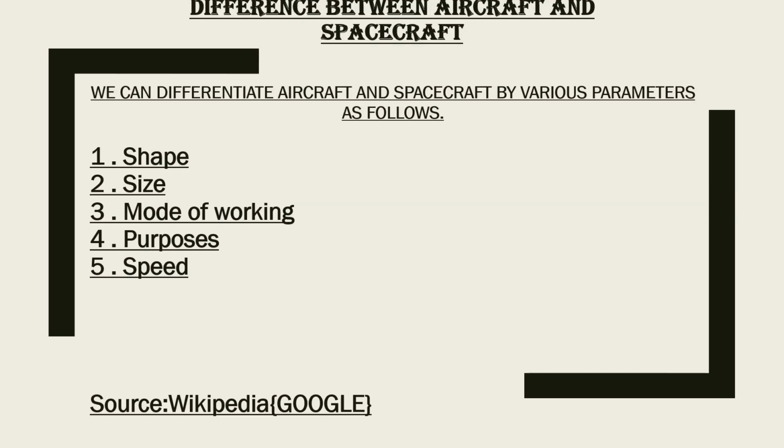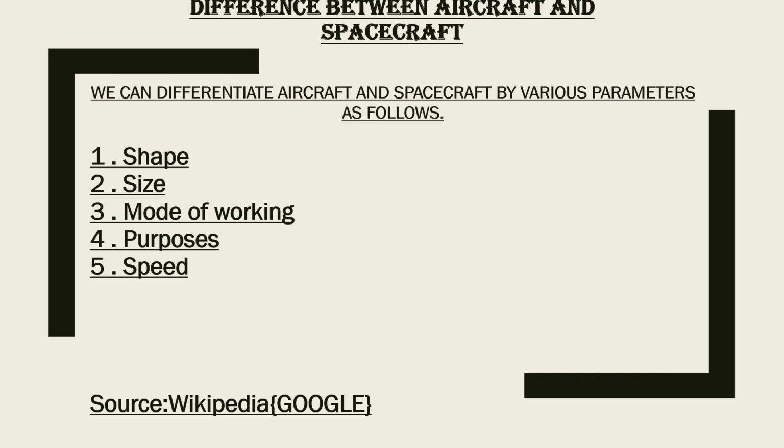Difference between aircraft and spacecraft. We can differentiate aircraft and spacecraft by various parameters as follows. First, shape. There is too much difference in the shapes of aircraft and spacecraft. Second, size. We can imagine the size of aircraft and spacecraft, so there is also a difference between both of them. Third, mode of working.